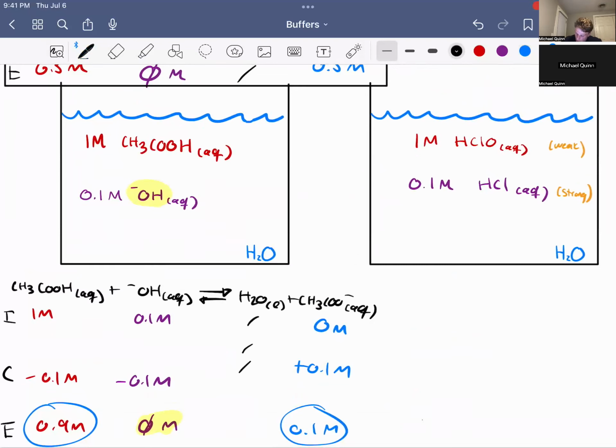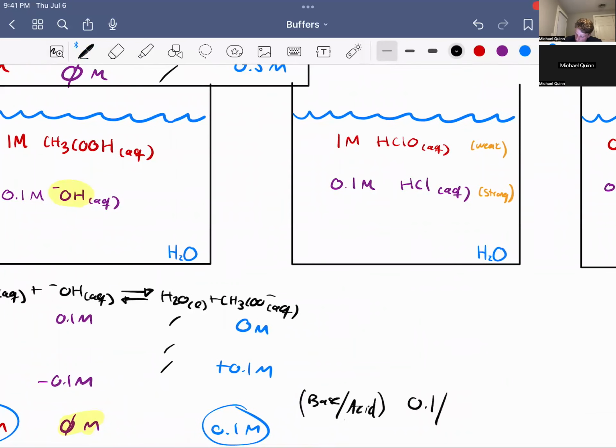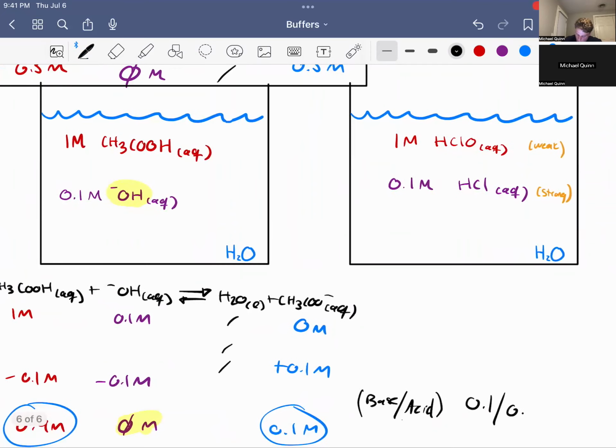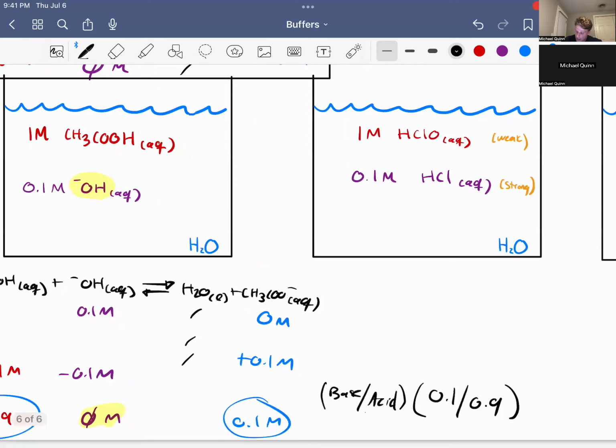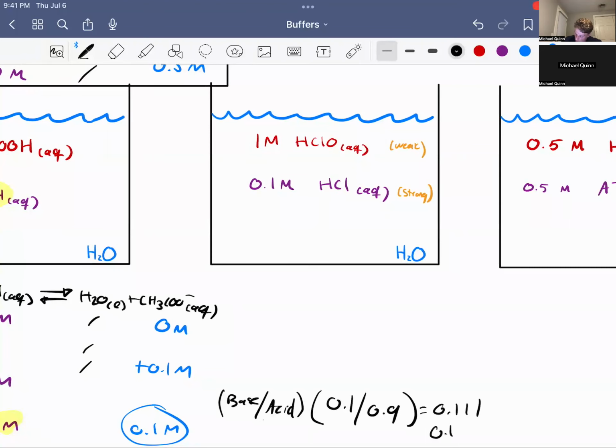So the ratio of base to acid is going to be 0.1 over 0.9, which is equal to 0.111, which is in the range of 0.1 to 10. So this is a buffer.